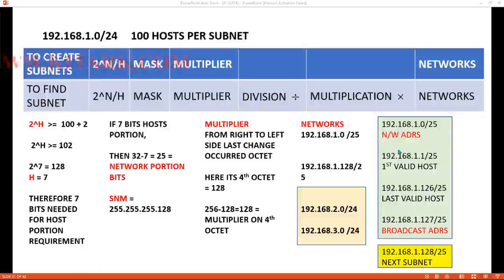So what is my next purpose? I need 50 hosts per subnet for the other branch LAN. For that 50 hosts, rather than going for the 192.168.2.0, I can again subnet 192.168.1.128/25, right? Why? Because it is also having around 128 addresses. So I can again subnet this one. Let's do the calculation for that in the next slide.